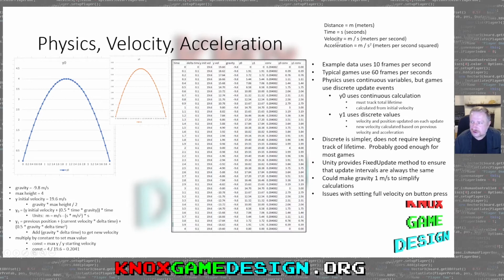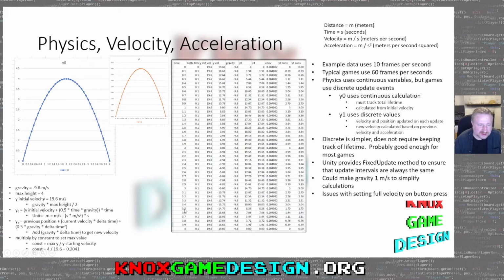I also had a note up here: distance is meters, velocity is meters per second, and acceleration is meters per second squared. I do have a chart here, which I got a lot of these values from. I just broke it into tenths of a second, but in most game development environments, you're going to be doing 60 frames per second, so it'll be 60 instead of 10 right here.